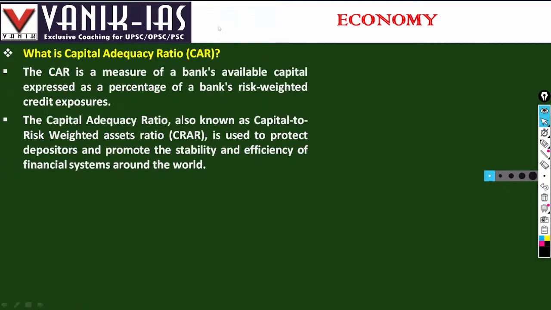What is capital adequacy ratio? CAR. Capital adequacy ratio is a measure of a bank's available capital expressed as a percentage of a bank's risk-weighted credit exposures. The capital adequacy ratio, also known as the capital to risk-weighted asset ratio, is used to protect depositors and promote the stability and efficiency of the financial system around the world.